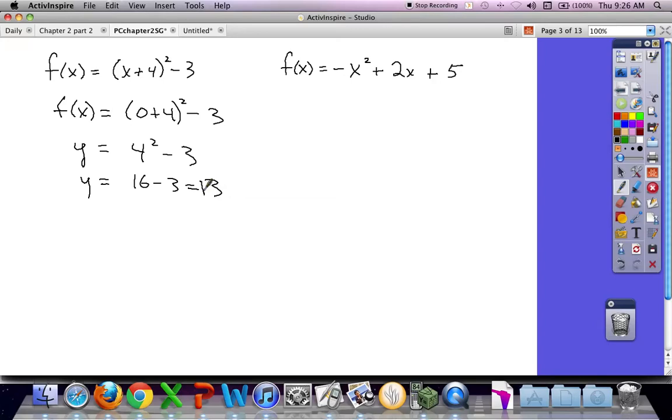Okay. How about in this one, the y-intercept is that number, right? Right, so that's the point 0, 5.